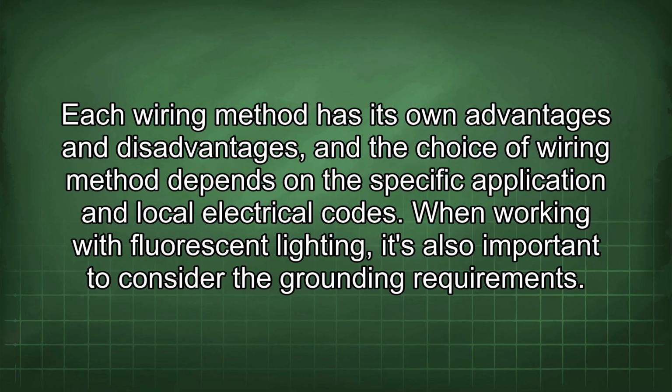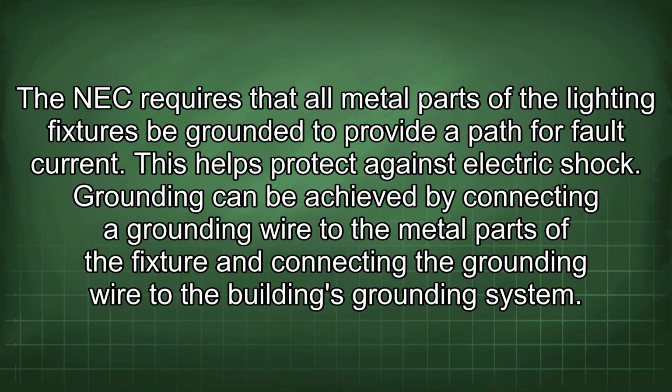When working with fluorescent lighting, it's also important to consider the grounding requirements. The NEC requires that all metal parts of the lighting fixtures be grounded to provide a path for fault current. This helps protect against electric shock. Grounding can be achieved by connecting a grounding wire to the metal parts of the fixture and connecting the grounding wire to the building's grounding system.